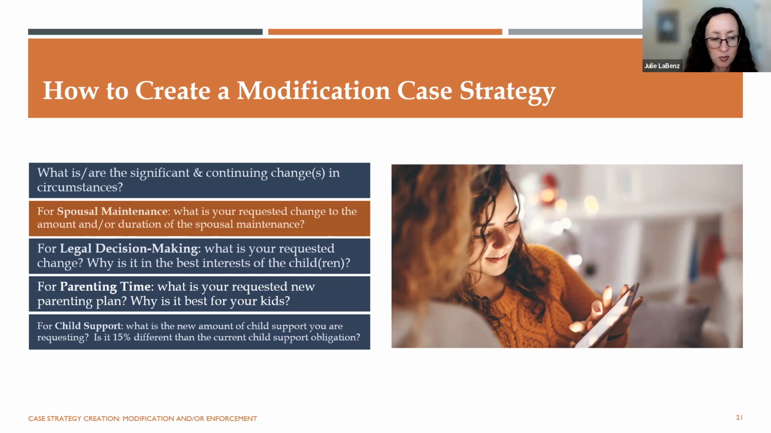For legal decision making, what's your requested change? Why is it in the best interest of your children? For parenting time, what is your requested new parenting plan? Why is it best for your kids? And for child support, what is the new amount of child support you're requesting? Is it 15% different than the current child support obligation? So go through those questions as you're considering a modification and start creating a strategy around it.